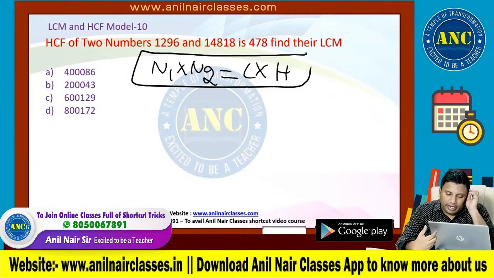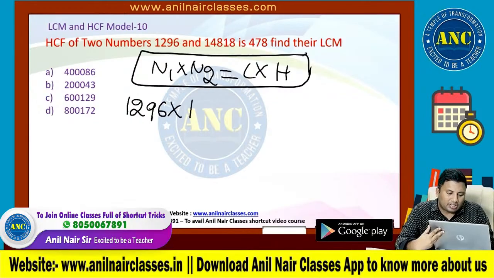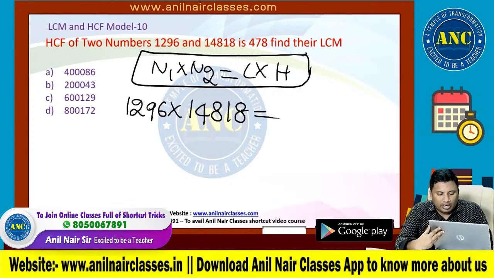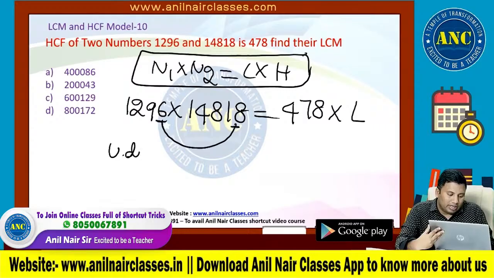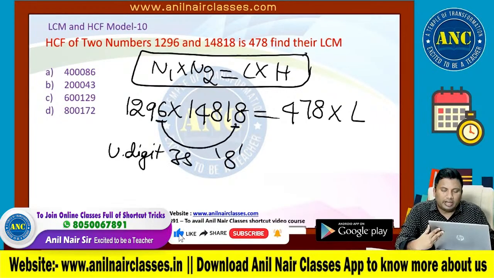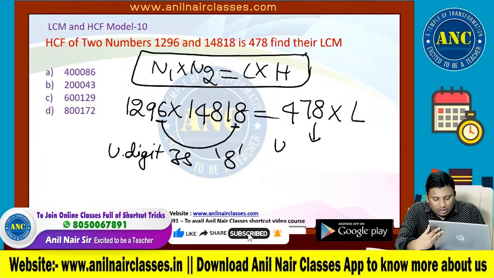N1 into N2 is L.C.M. into HCF. N1 is 1296, into 14818 is 478 is L.C.M. 6 into 8, 48. Unit digit is 8. This is unit digit 8.